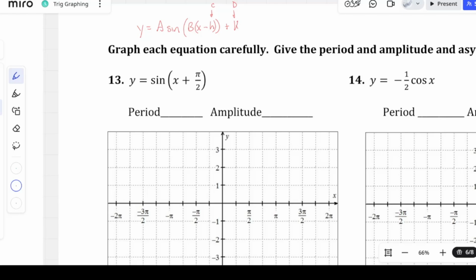Let's practice some graphing. HK. I'm going to start by locating HK. I'll go up one amplitude, down one amplitude, then I'll go across by one period. It's 2 pi.